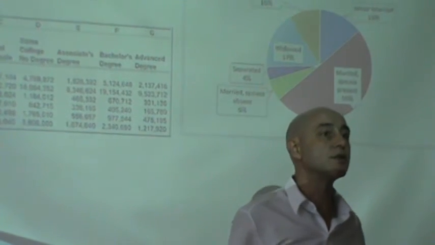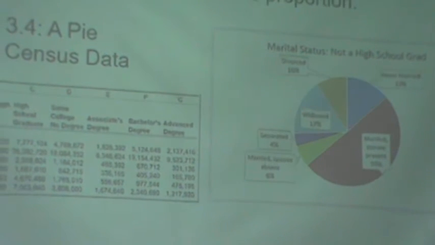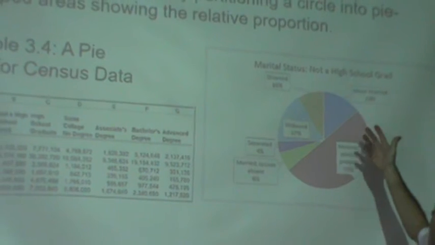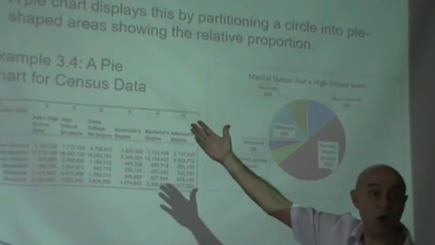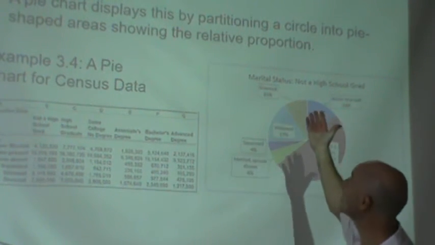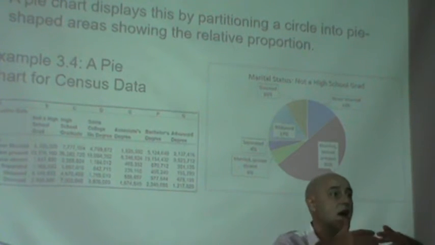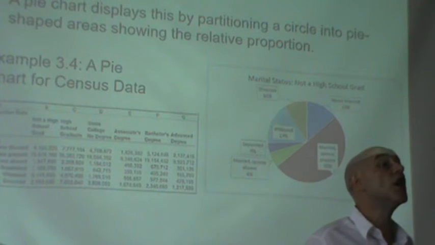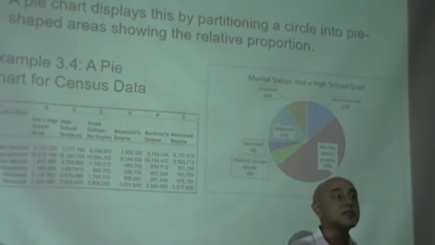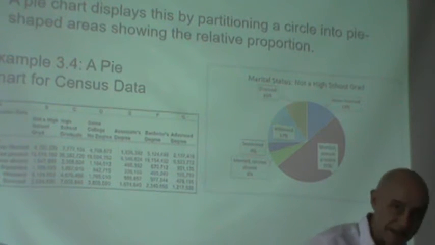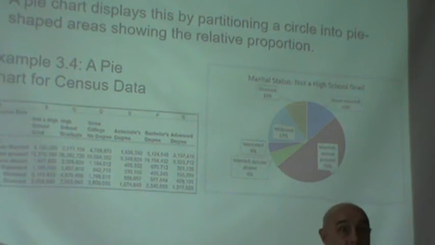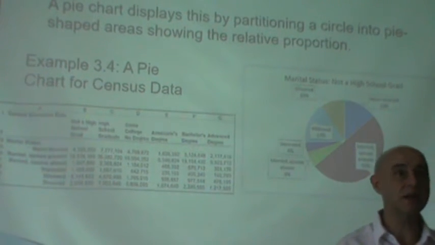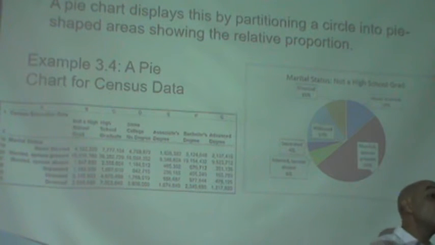You could possibly use a pie chart, okay? And here's a simple pie chart. Well, what is the marital status? Not in a high school. So, pie chart displays by partitioning into a pie-shaped area. It gives you percentages. It gives you a share. It's answering the question, what percent of the whatever. For example, what percent of the students here are male and what are female?